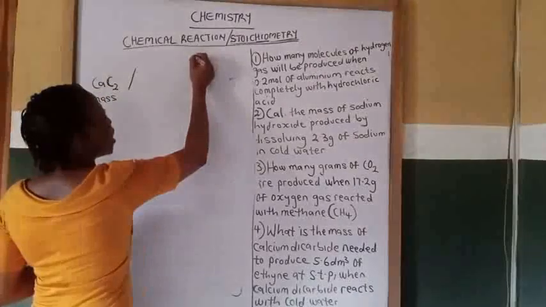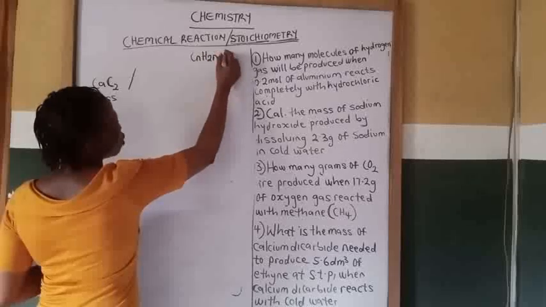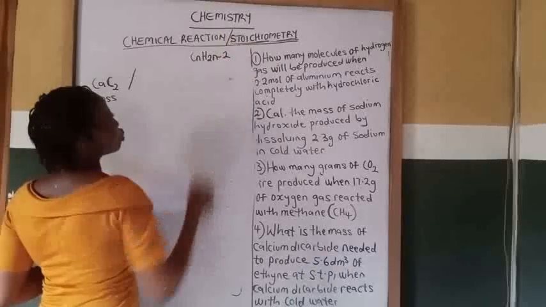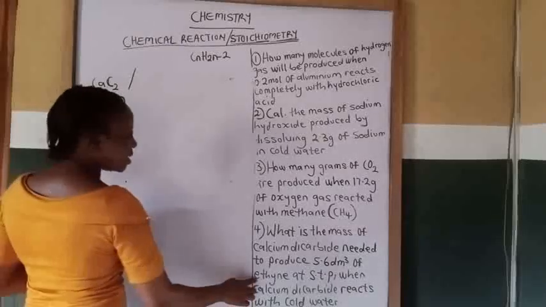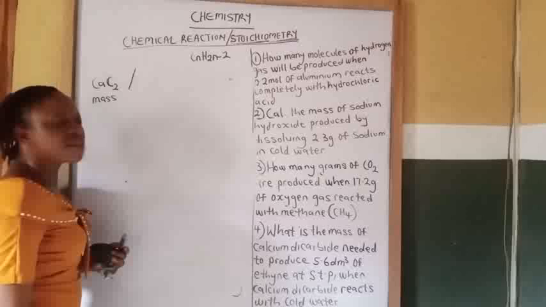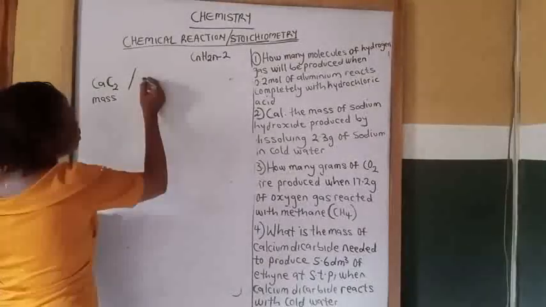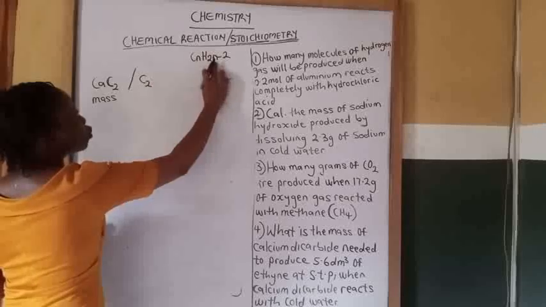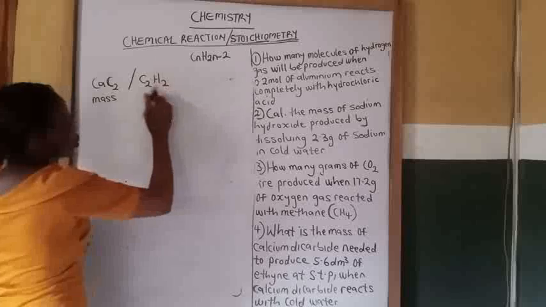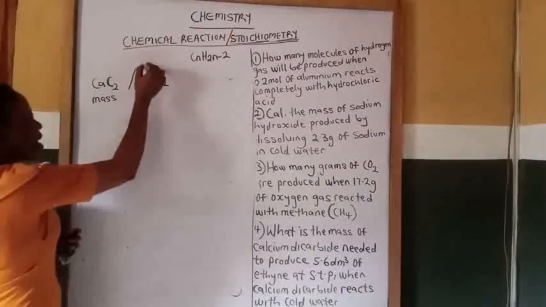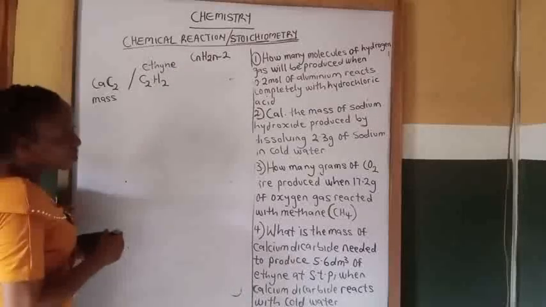The general formula for alkyne is CnH2n minus 2. And ethyne is the second member. So my n will be 2. That's C times 2 will give me C2. 2 times 2, 4. 4 minus 2 will give me 2. So C2H2 is the formula for ethyne.